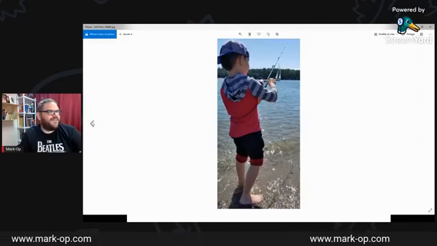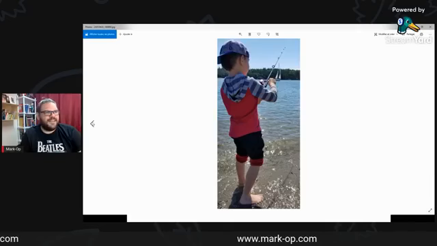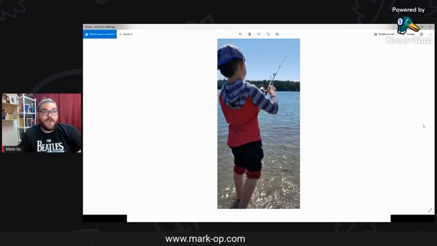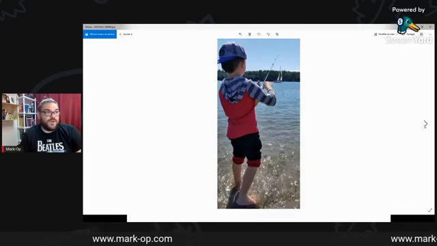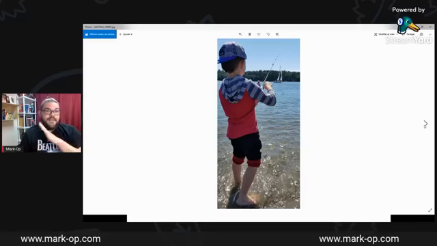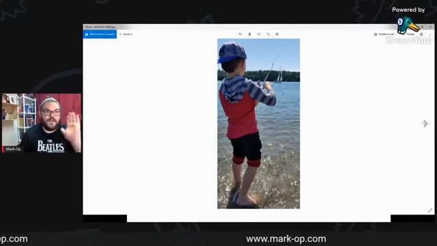If I go back, you see it's imperfect. It's not like I didn't like it. And by the way, I did not modify these photos whatsoever. I took the photo and here it is.